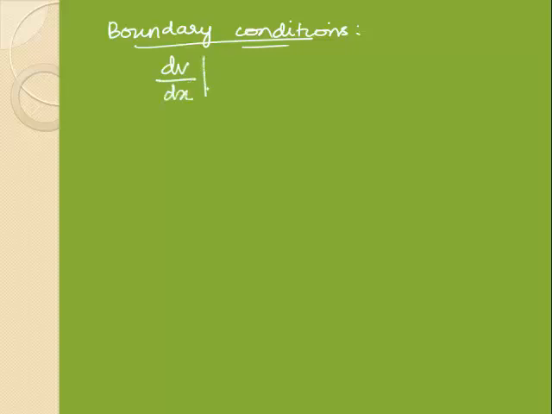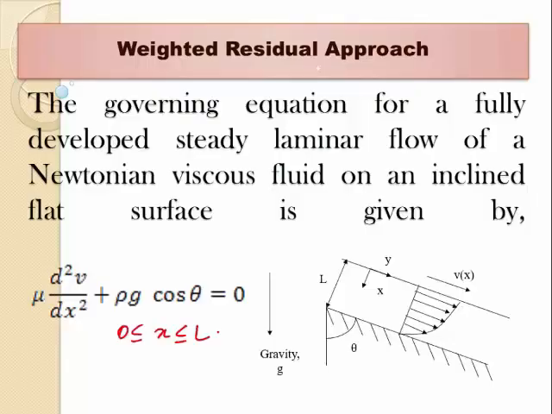So the boundary conditions of the problem can be directly observed. Actually, these conditions will be directly given in the problem. dv by dx at x is equal to 0 is equal to 0. That is, at the initial position, x equal to 0, there will be no change in the velocity. There will be no velocity gradient, so the change in velocity with respect to x will be 0.